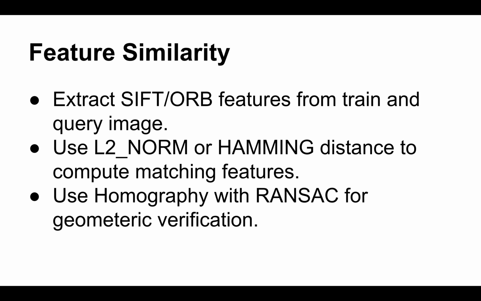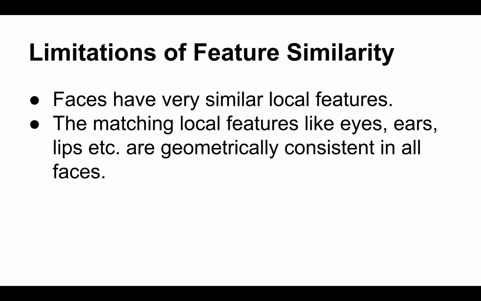Some of the problems with following this process are, first of all, the faces have very similar local features like the corners around the eyes, corners around the lips, hair, etc. And the second problem is that if you take these similar features and do geometric verification, they turn out to be homography friendly because most people have very similarly placed local features like eyes, ears, lips, etc.